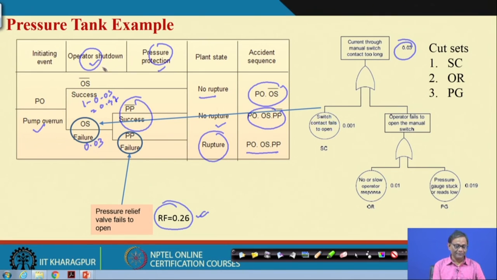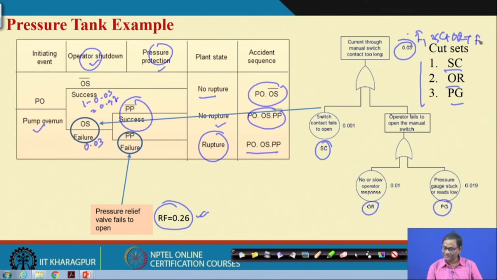In this particular example, when we develop the operator shutdown fault tree, we find three basic events linked with an OR gate, and as a result you get three cut sets. So if I say the failure here is F1, then F1 is SC plus OR plus PG. In the second system, the basic event is relief valve failure. So pressure protection failure means relief valve failure, that is RF is the failure event. Its probability is like this.